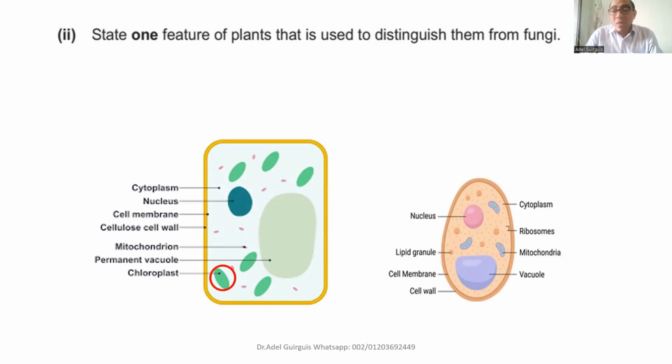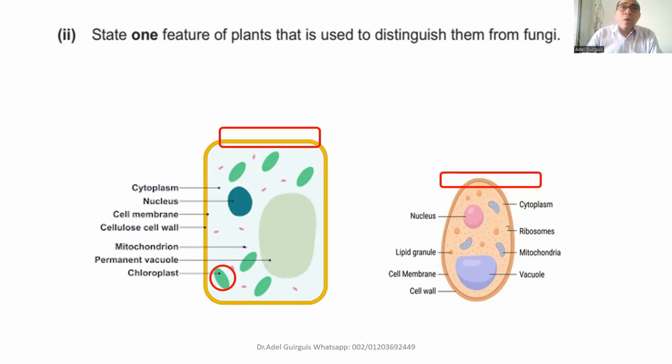This is the reason why fungal cells are saprophytic, not autotrophs. They are unable to make their own food, while the plant cell can. Okay. The first feature, presence of chloroplast in plant cells. Second feature, both possess a cell wall.